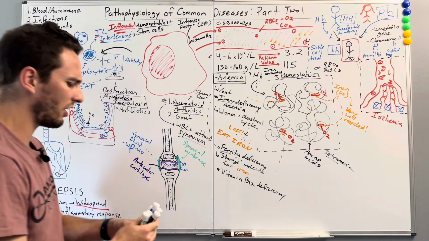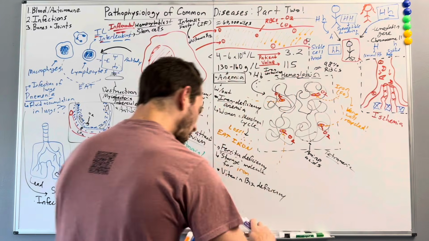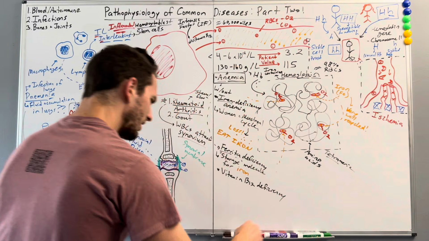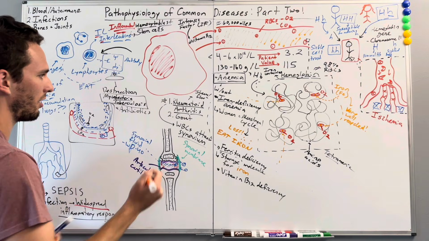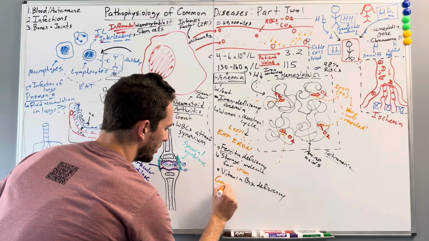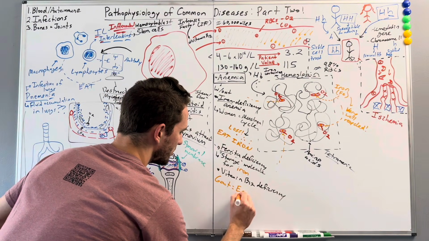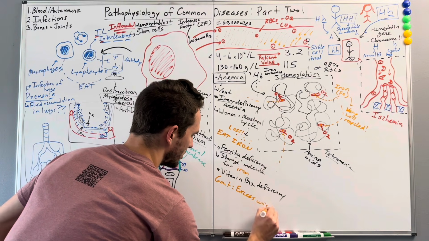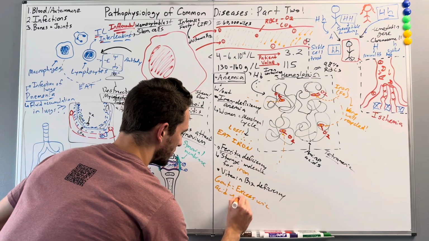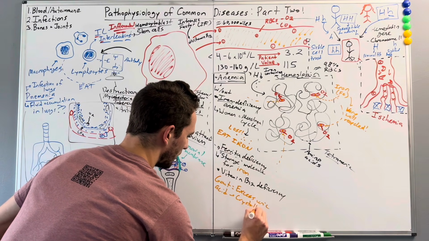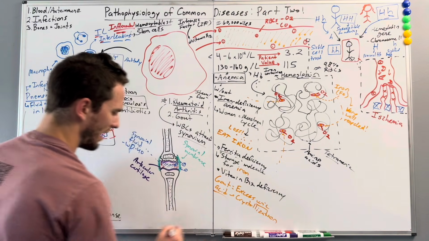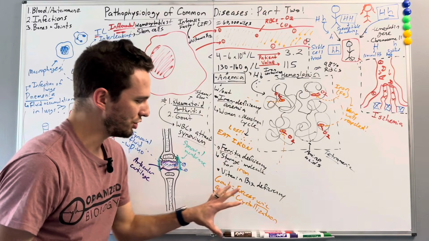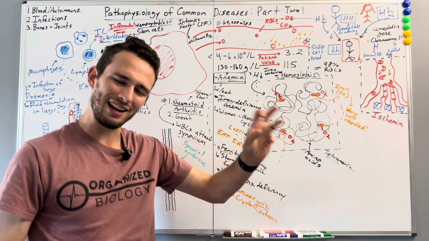Now, gout, very, very different pathophysiology. Gout, interestingly enough, is caused by excess uric acid. So I'll come down here with gout. Gout is due to excess uric acid, and that leads to crystallization. Okay, a few things here. Excess uric acid. What the heck is that, Mr. J?